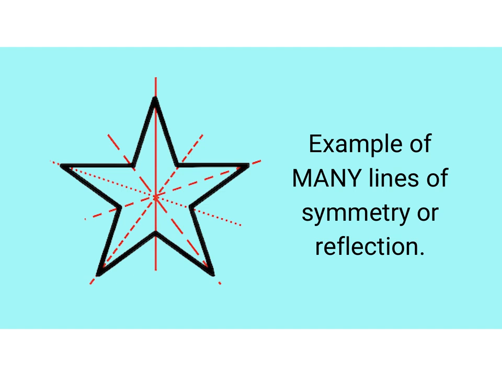Here's an example of many lines of symmetry or reflection. So when I look at this star, I can see all these different dotted lines and imagine that that star could be folded over one of those lines. You might be familiar with using a heart and folding a piece of paper and cutting out half of the heart, or a butterfly or something like that.